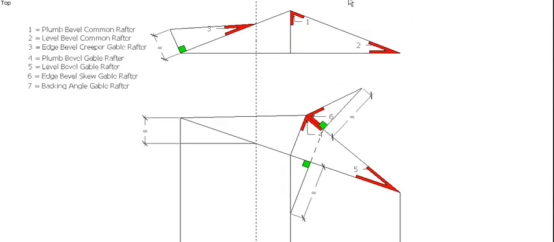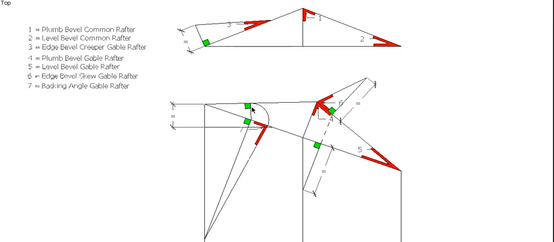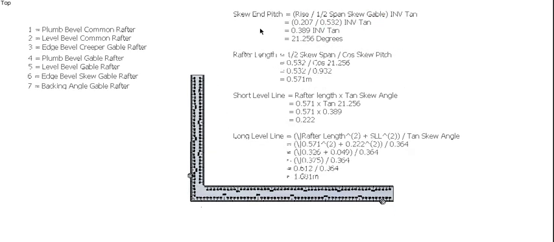We then need our backing angle. To develop our backing angle, remember we first had to find this line here, which is our short level line, and we transferred that around. We also had to develop this line here, which is our long level line. The calculations to do that are pretty lengthy.